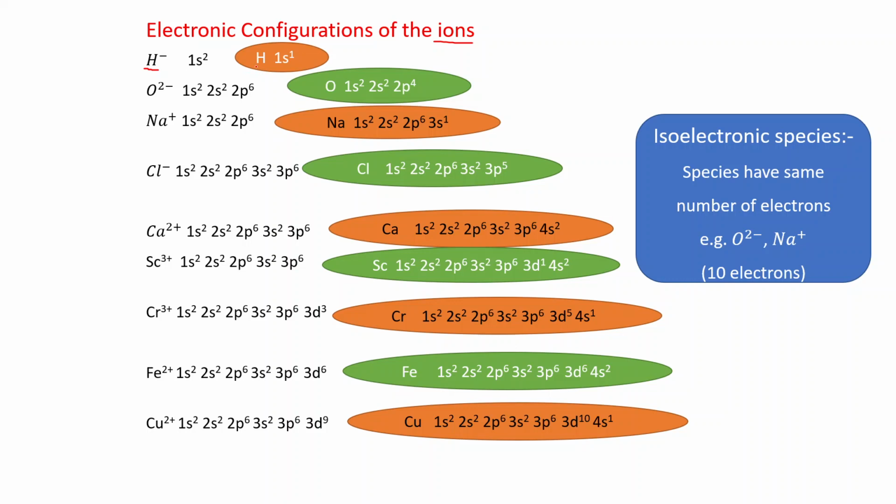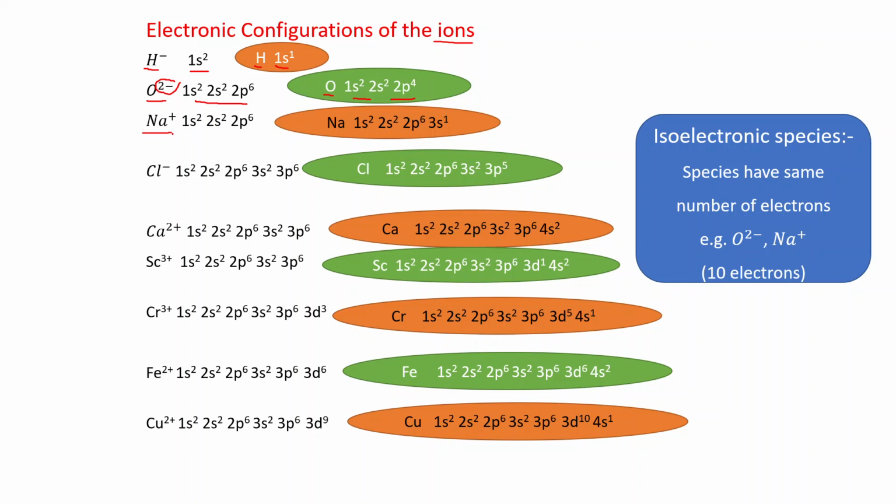As we know, hydrogen atom electronic configuration is 1s1. H minus means one electron it gains. That's why its electronic configuration is 1s2. The same way, this is O2 minus, oxide ion. Electronic configuration of oxygen is 1s2, 2s2, 2p4. And this is 2 negative charge, means it accepts 2 electrons. And that's why this is 1s2, 2s2, 2p6.